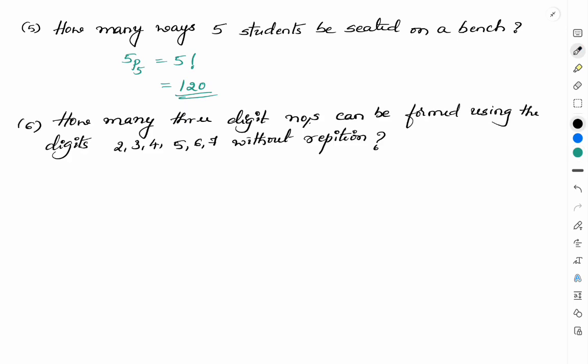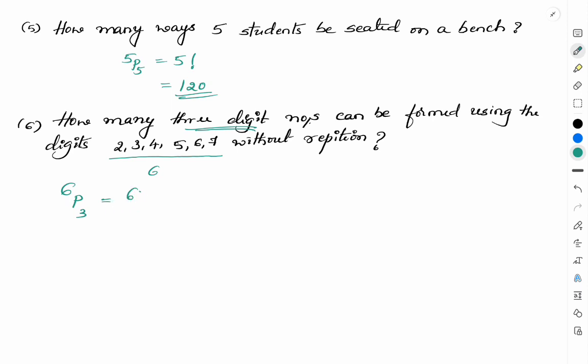Next question is: how many 3 digit numbers can be formed using the digits 2, 3, 4, 5, 6, 7 without repetition? So we are given 6 digits, from which we need to form 3 digit numbers. Okay, we are given 6 digits, from which we have to form a 3 digit number, means it is 6P3.